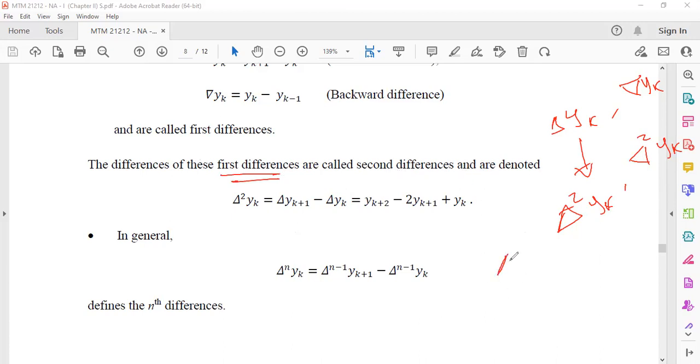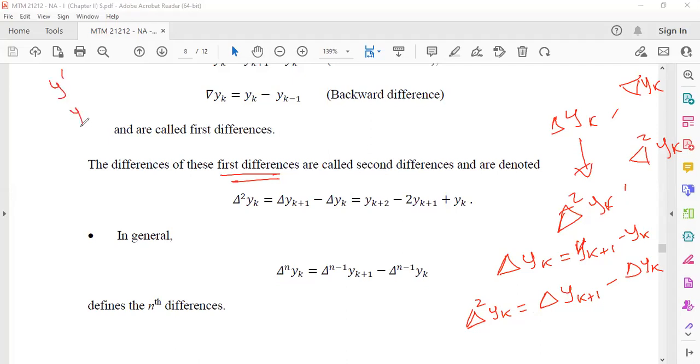So let's say my delta yk is equal to what? yk plus 1 minus yk. If you want delta squared yk, the difference of differences, you have to have delta of yk plus 1 minus delta of yk. So the difference of the first difference we call the second difference, not the differential equation. This is different from the differential. This is just finding the subtraction between consecutive points.